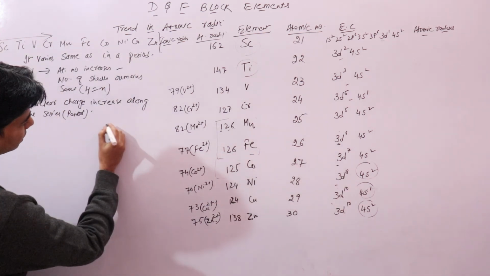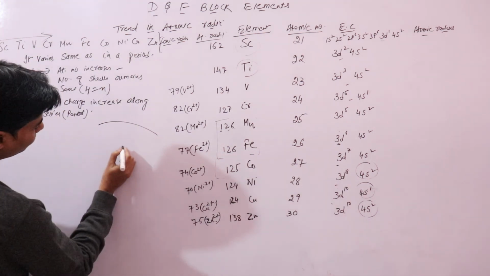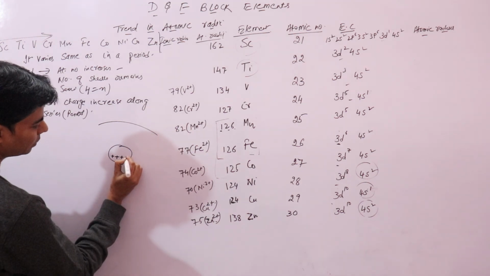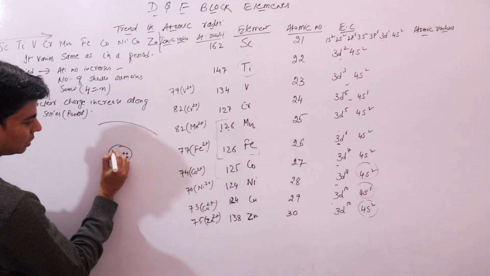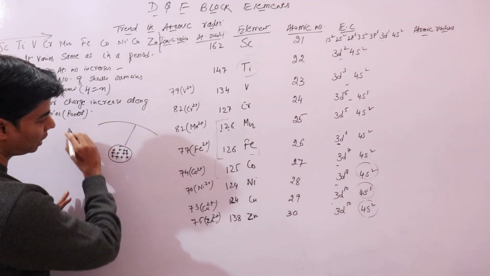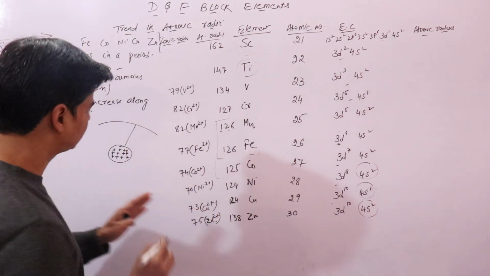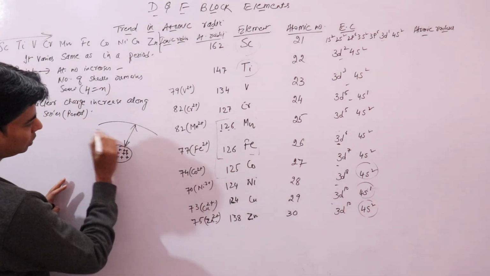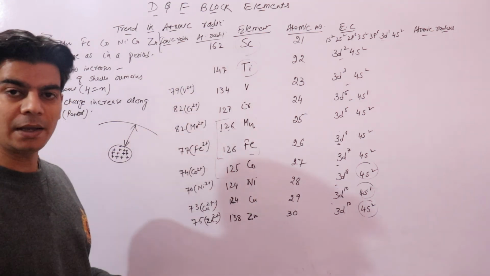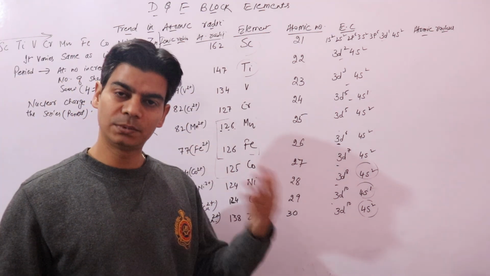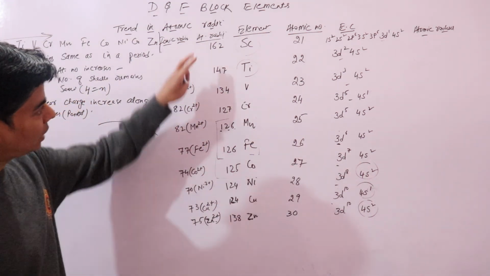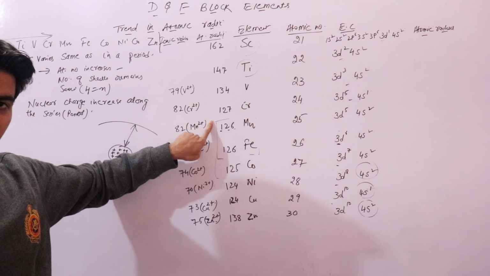So what will happen is your number of shells will remain the same, and this is your nucleus of different elements, and in this nucleus the number of positive charges will keep increasing. As the number of positive charges increases, it will attract the outermost shell with a greater and greater force, due to which your atomic radii will decrease. And the same trend will follow in ionic radii also. So you can see that the atomic radii decrease first in the series.